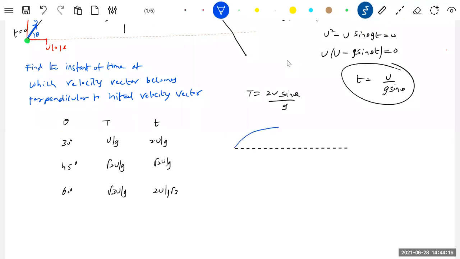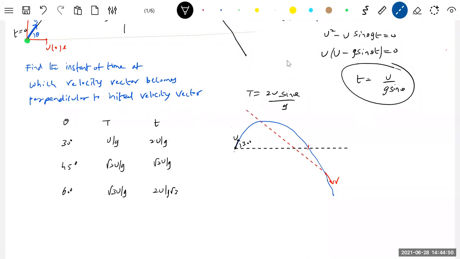This idea of trajectory is something very important. It will keep on moving. A curved path is needed. Now I'm projecting with a speed u at an angle of 30 degrees. It will become perpendicular somewhere here, after crossing that particular point. Somewhere here it will become perpendicular. Now this will be 90 degrees. This is the first case.